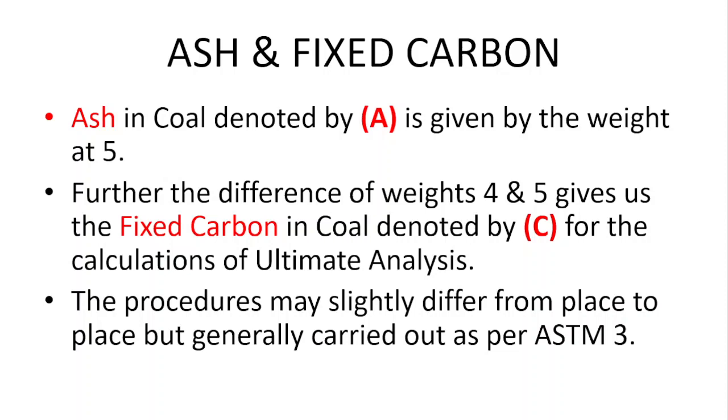Ash in the coal is denoted by A and is given by the weight at 5. Further, the difference of weights 4 and 5 gives us the fixed carbon in the coal, denoted by C, for the calculations of ultimate analysis. The procedures may slightly differ from place to place, but generally they are carried out as per ASTM 3.